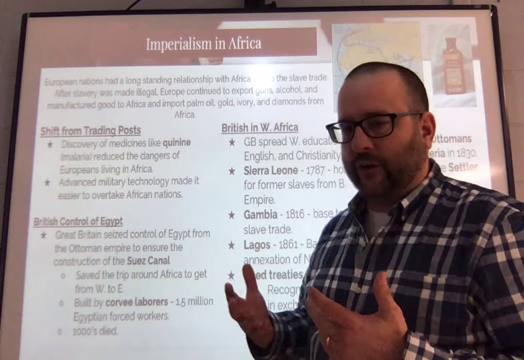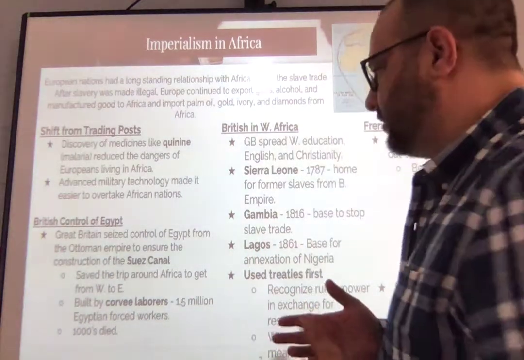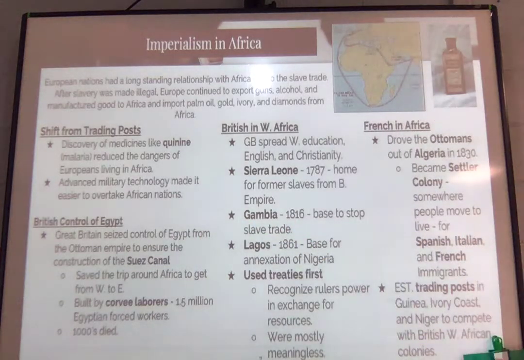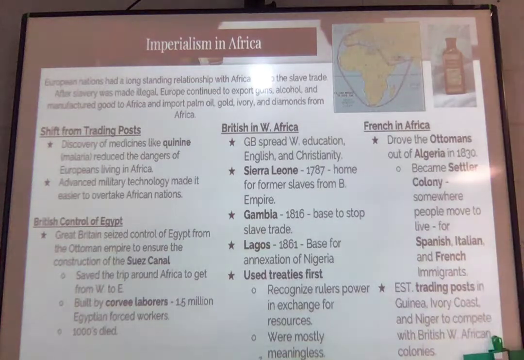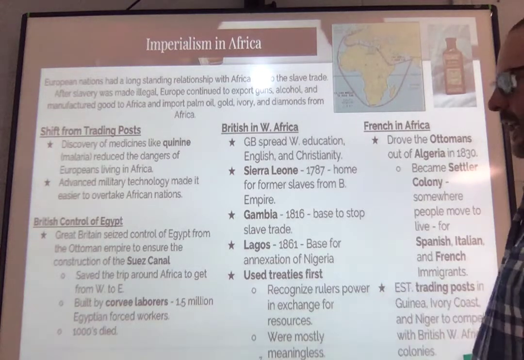So let's jump around real quick and take a look at what this looks like. First of all, the British control of Egypt. And Egypt is located up there, right, in northeast Africa. The British seized control of Egypt from the Ottoman Empire. Not that that's hard to do anymore. The Ottoman Empire is very much on the decline at that time.